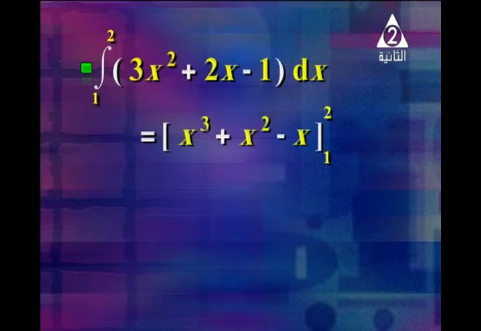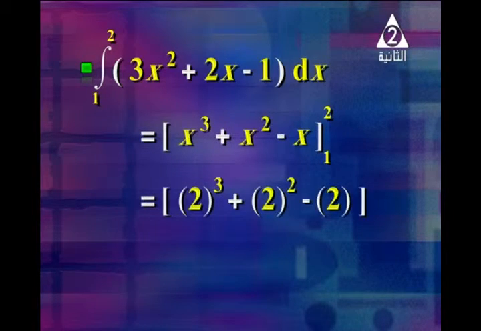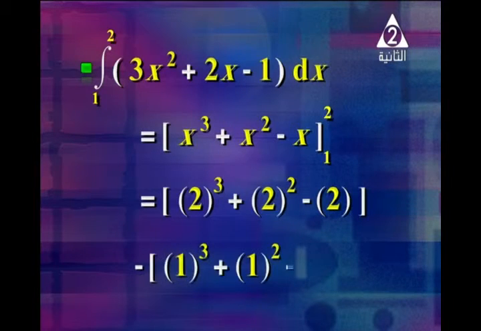After that, substitution of 2 and of x equals 1, then subtract. The answer is x power 3 plus x power 2 minus x from 1 to 2. After that, substitute x equal 2 and x equals 1. After that, we find the value of the integration from 1 to 2. The value equals 9.